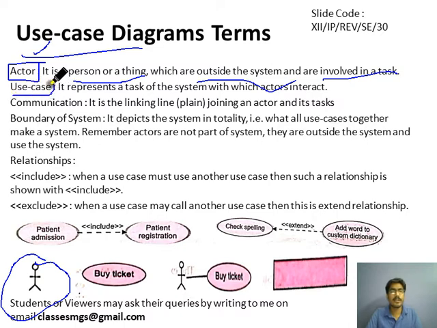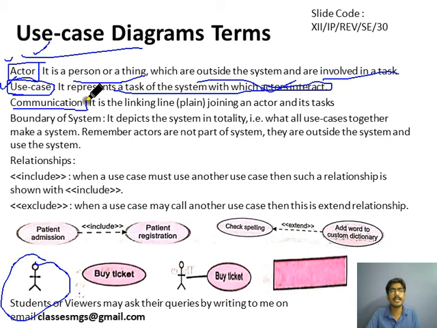A use case means what operation the actor performs. It represents a task or system function which is acted on by the actor. Let's suppose on YouTube I am watching a video; that means watching the video is a use case, which is a feature of YouTube that you can utilize. So the actor will utilize the various use cases of the system.